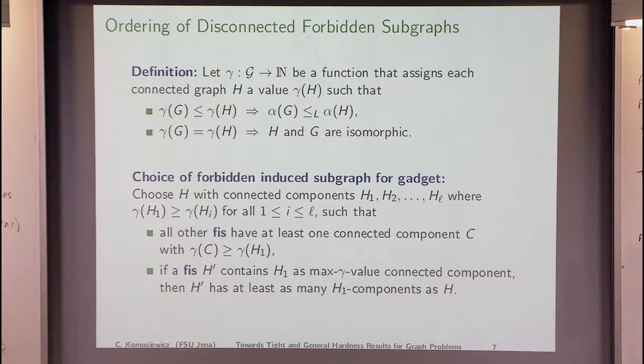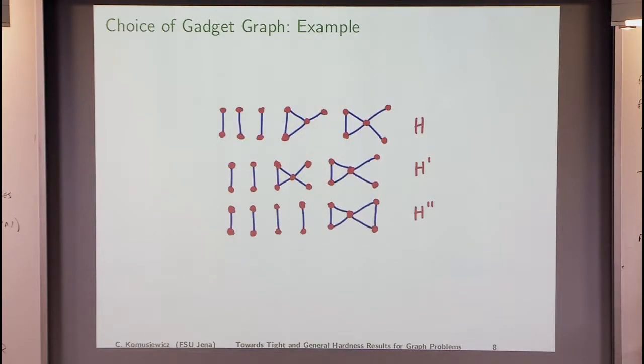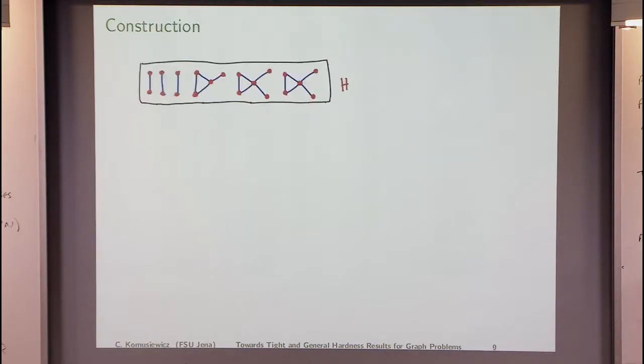Okay? So maybe to be slightly more precise, from these three graphs, I would choose H. This one has a larger alpha sequence than these guys, and this one has two of this max alpha with the max gamma value, and this one has only one. Okay, so this one is a good choice.